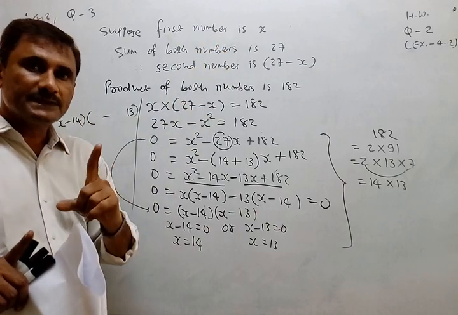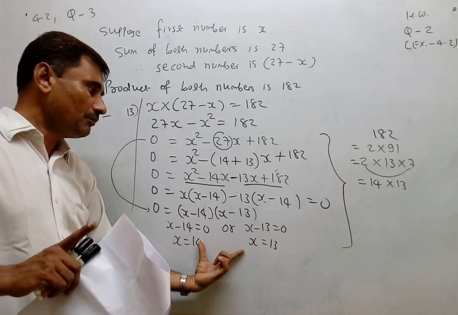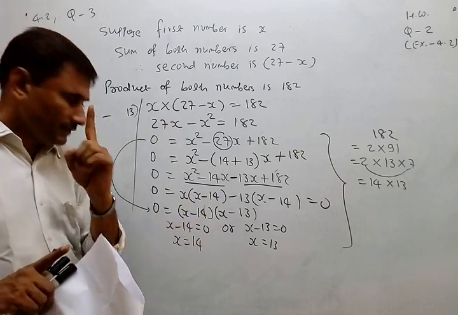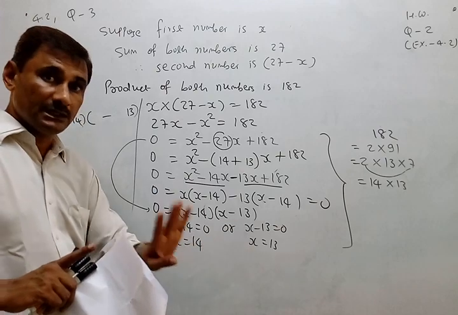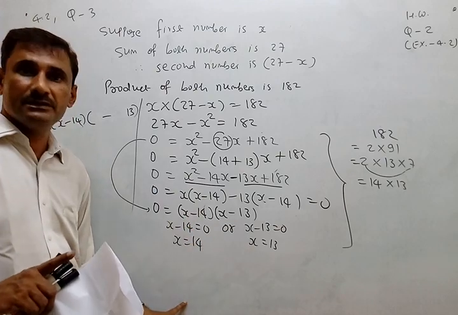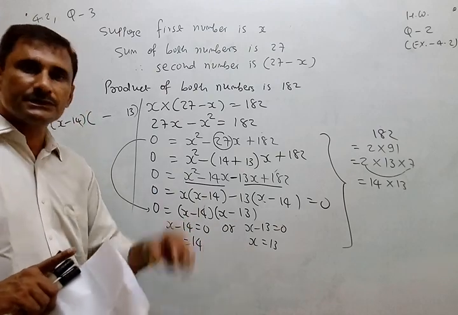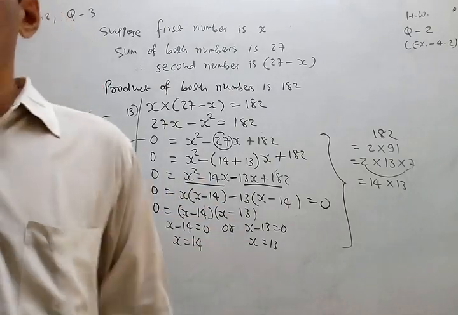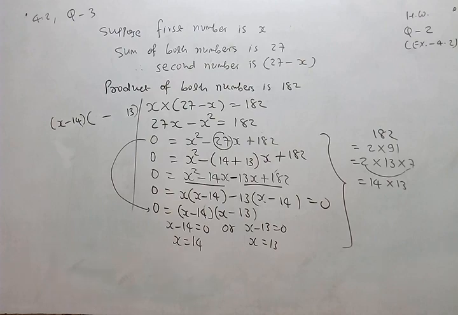Don't misunderstand that we got both numbers separately. No. We got only the first number, the second number we still have to find. But we got two answers for the first number, so obviously two answers for the second number also. Okay, so now try to find the second number.